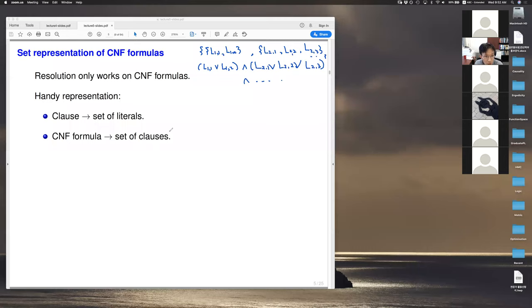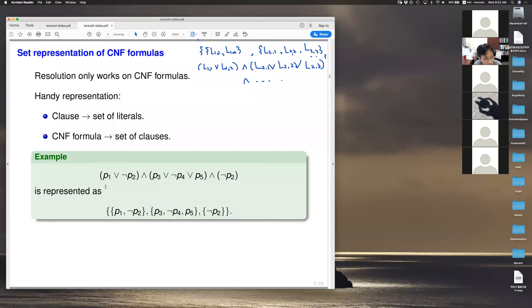Here's an example of this representation. If you see the formula P1 or not P2, and so on, we're going to represent this as a family of sets, where the first set is going to be P1 and the negation of P2, and so on. That comes from the first clause, and then the second set comes from the second clause, and so on.